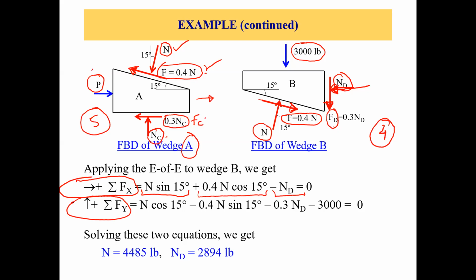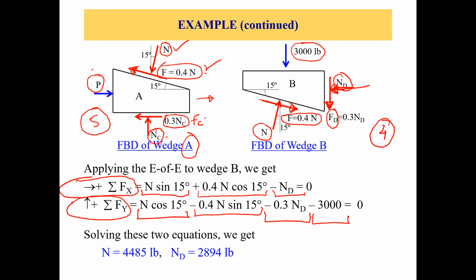So we have four forces, right? We have this one, with cosine of 15 degrees, which is the y component of the normal force at the bottom of wedge B. Then we have this one, which is the y component of the friction force acting at the bottom of wedge B. Then we have this one, which is the friction force acting on the right side of wedge B. And then we have this one, negative 3,000 pounds, which is the weight to be lifted, acting on top of wedge B.